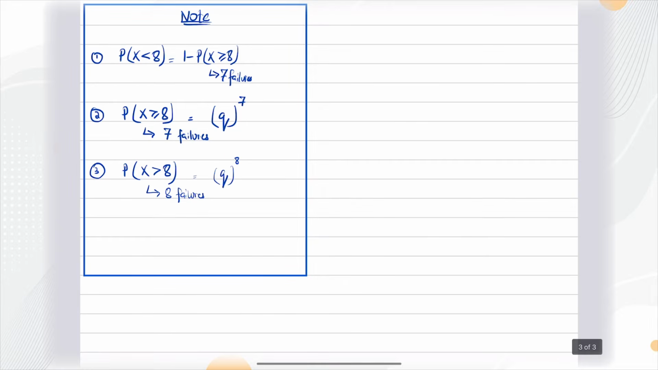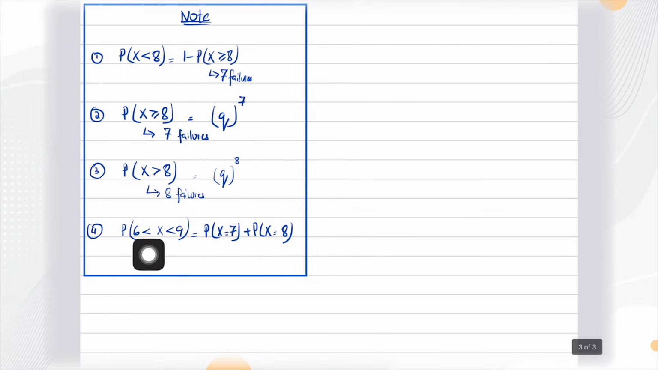So if, let's say, the question says to calculate the probability that a 4 is obtained between, let's say, the 6th and the 9th attempt. Okay. So what does that mean? That means you will calculate the probability of getting a 4 in the 7th attempt, plus the probability of getting a 4 in the 8th attempt. And that's it. Had there been an equals to sign with 6 and 9, then you would have included 6 and 9 as well. Okay.